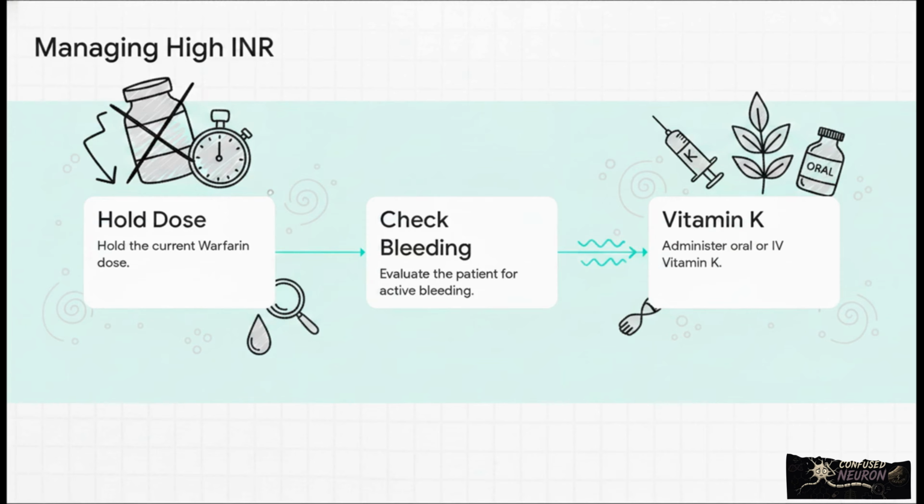If a patient rolls in with a dangerously high INR of, say, 10.5, step 1 is always hold the drug. Step 2, check for bleeding. And step 3, administer oral or IV vitamin K depending on the severity of the situation. It's a super delicate balancing act.